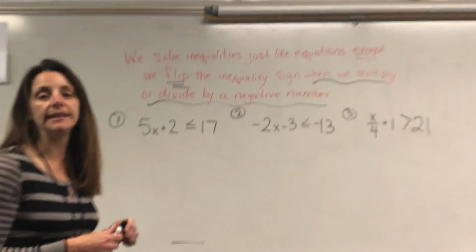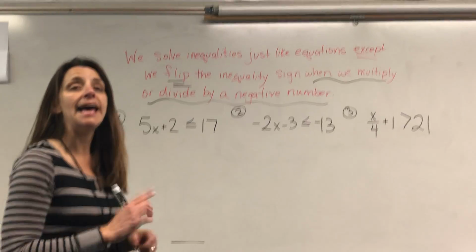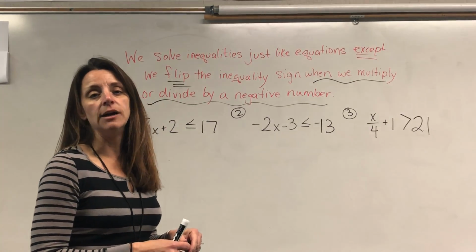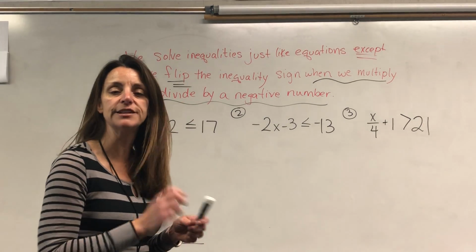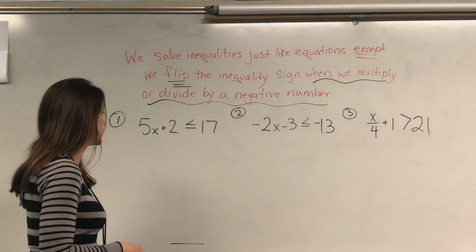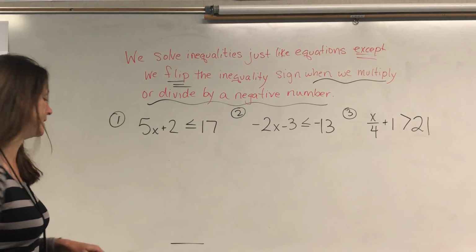So the most important thing is to remember that we solve inequalities just like equations, except we have to flip the inequality sign whenever we multiply or divide by a negative number. So every time, ask yourself whether that's happening, okay? So the first one looks like this. 5x plus 2 is less than or equal to 17.